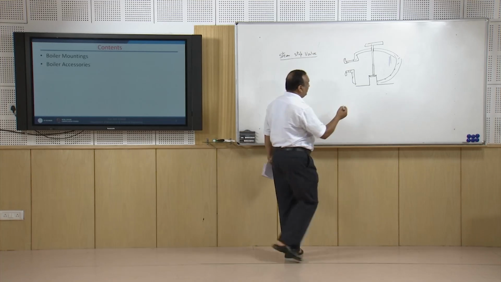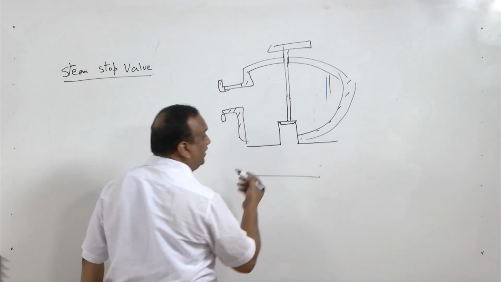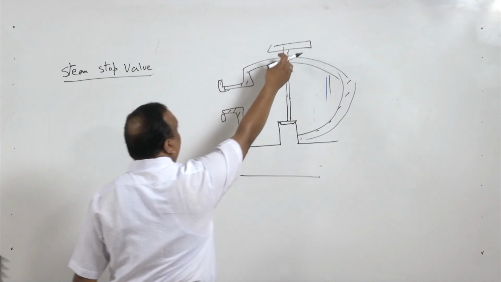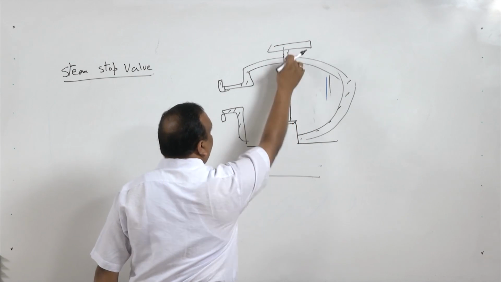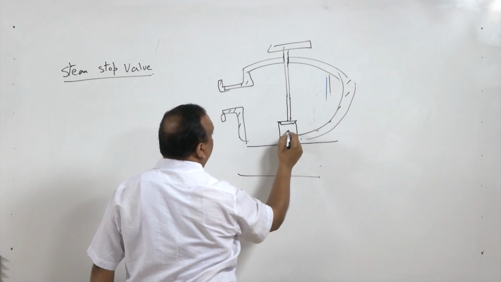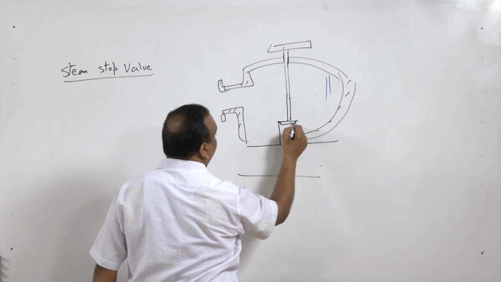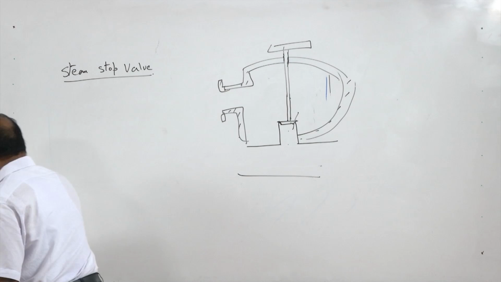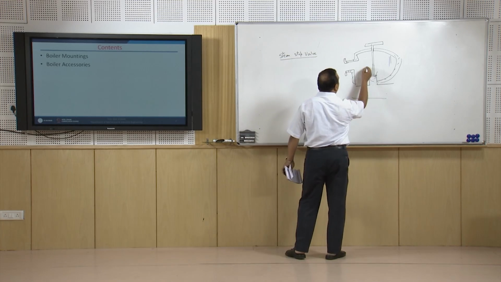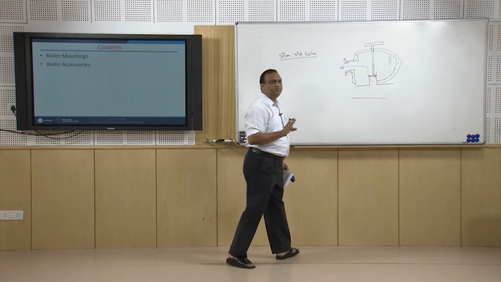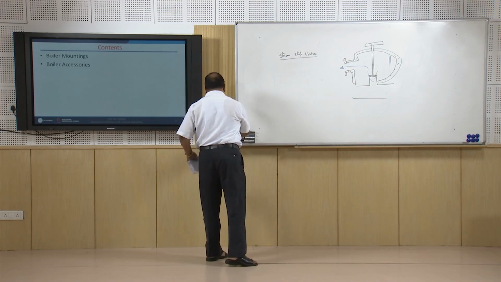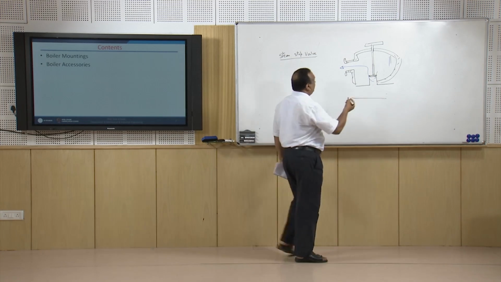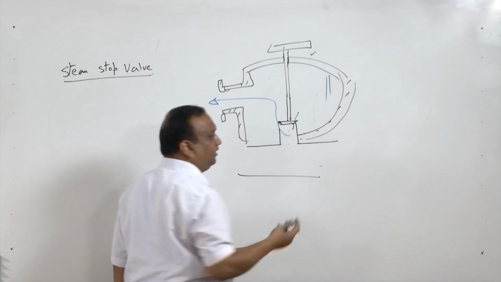Now if you want steam at any moment from the boiler, simply turn this wheel. This rod or stylus will rotate, and the disc which is closing the mouth of this opening will open up, and steam will flow from this passage and come out of the steam stop valve. It is simply a steam supplying valve.